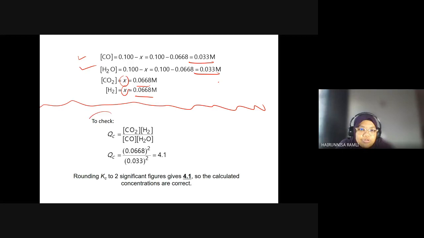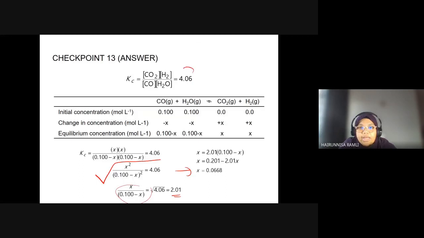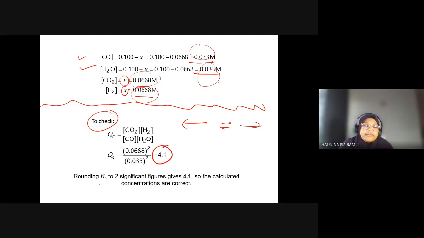When you calculate QC, remember QC tu kan kita nak tengok direction kan, sama ada dia shift to the left, shift to the right, ataupun dia memang already at equilibrium. Okay, just to calculate the value yang you dah kira tadi, product over reactant, you kira you dapat 4.1. You check balik value of KC tadi berapa? 4.06. So of course lah, lebih kurang lah kan 4.1. Based on apa yang kira lah. This one is just to double check lah. Untuk menunjukkan that your calculations are correct. Okay? Boleh eh? Clear? Any questions so far?